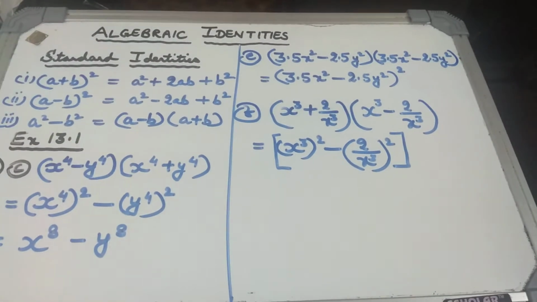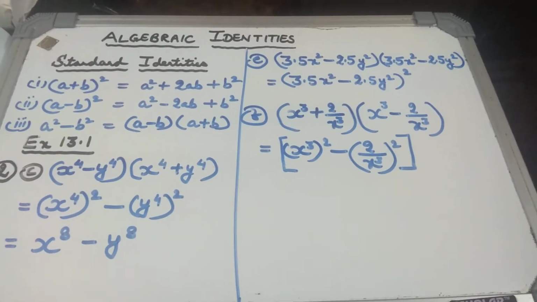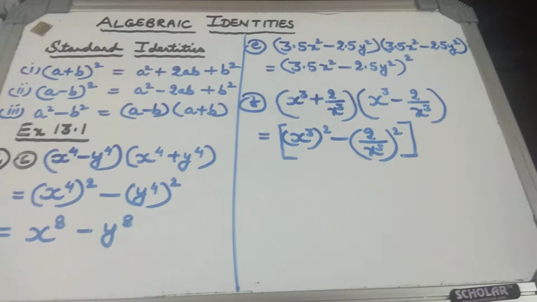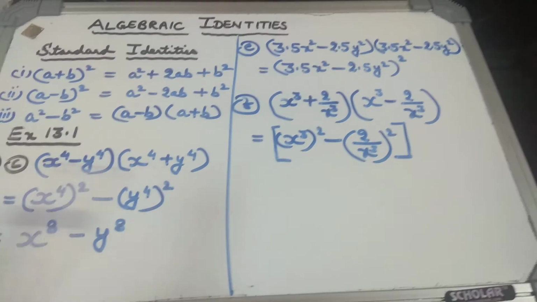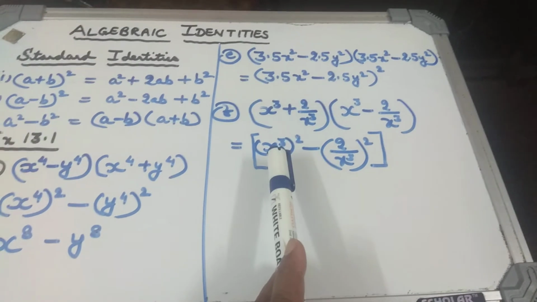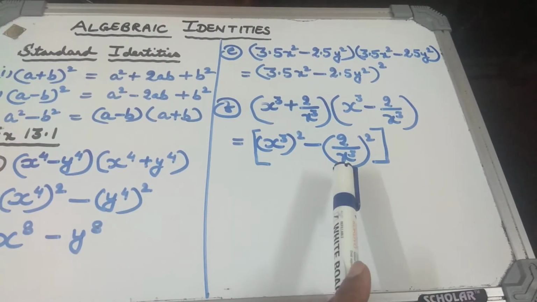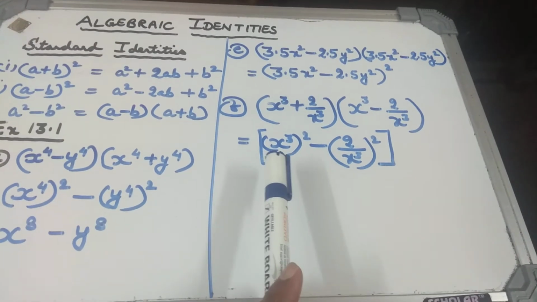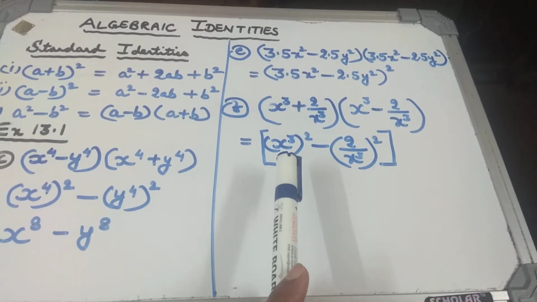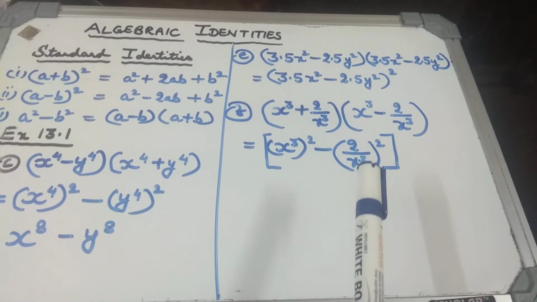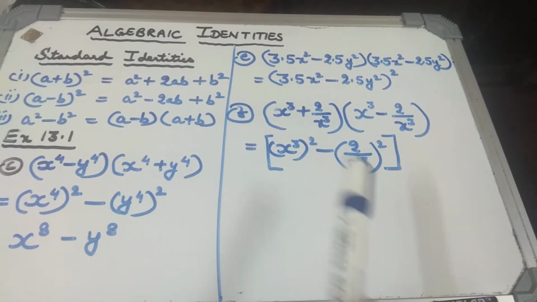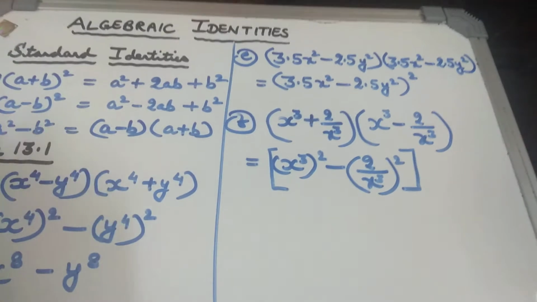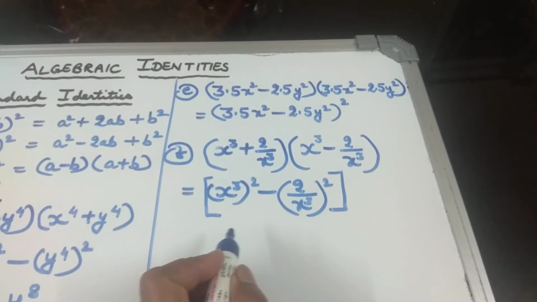Now using difference formula, what you get is a plus b into a minus b, a square minus b square. Therefore, in place of a it is x cube, in place of b it is 2 upon x cube. So a square will be x cube square minus 2 by x cube square. I hope this step is very clear. Now you can simplify further.